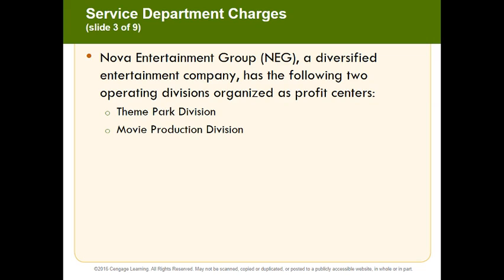We have Nova Entertainment Group here. They're a diversified entertainment company that has 2 operating divisions organized as profit centers. So since they're profit centers, they will have both revenues and costs in which we need to determine. There's the theme park division and the movie production division.